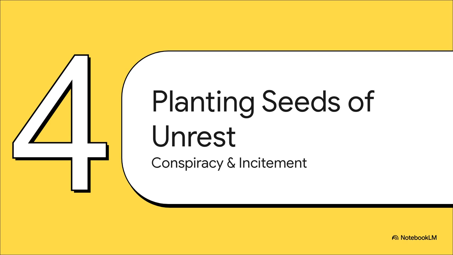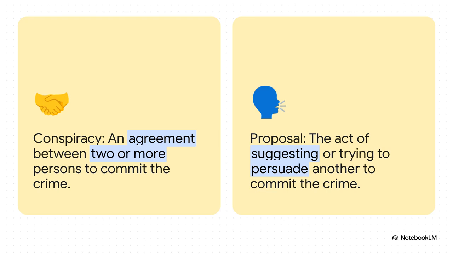So this next part is all about those preliminary crimes, the ones that happen before anyone even throws a punch. Let's start at the very beginning, with conspiracy and proposal. Think of it like this. A conspiracy is when you and your friend decide, okay, let's do it. Let's start a rebellion. The second you both agree, that agreement itself is the crime, even if you do nothing else.